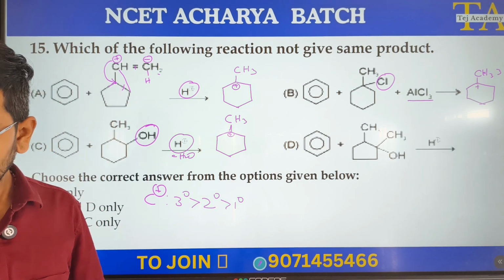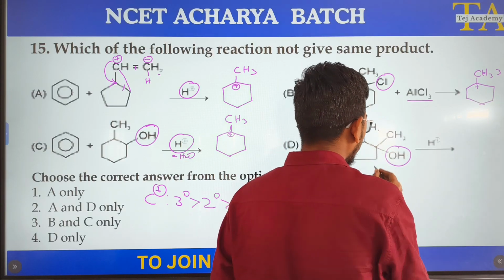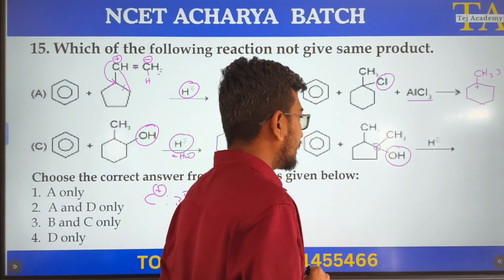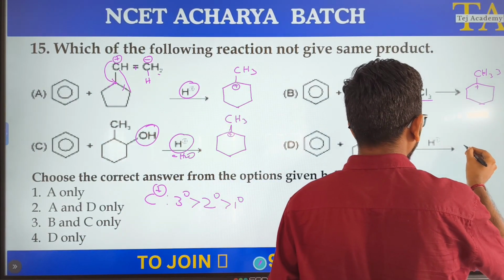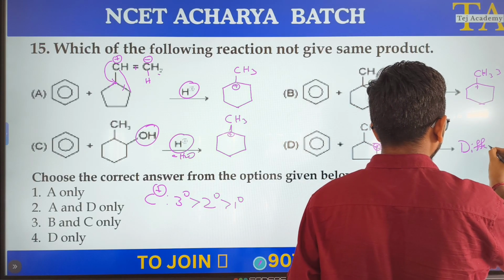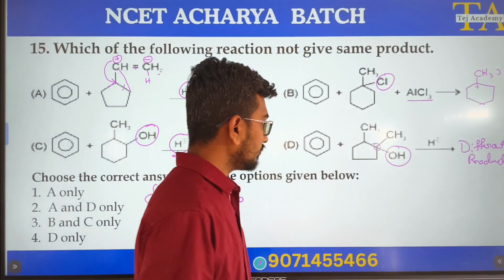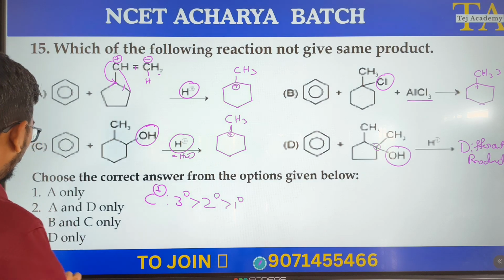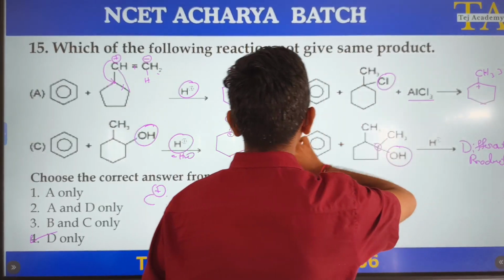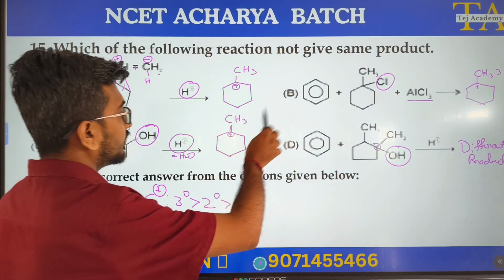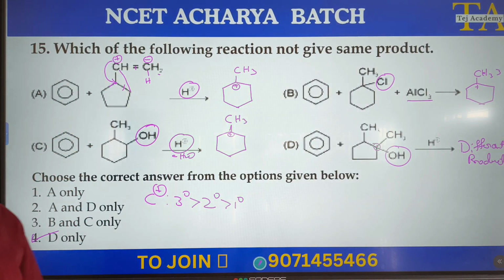In the fourth option, if you observe, if this OH group is removed, the carbon forms a tertiary carbocation. So the plus charge is forming a tertiary carbocation. So here we are getting a different product. Now which option is correct here? The fourth option, option D only. All the remaining three give the same intermediate product, which then reacts with benzene to give the final answer. Okay, so option 4 is the right answer.